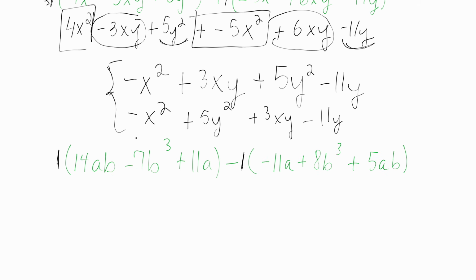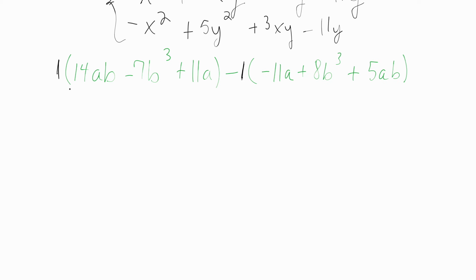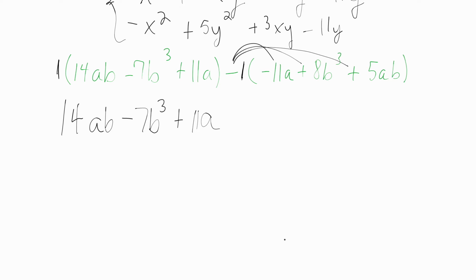All right, moving down to subtraction, we're going to engage in a similar practice for the first parentheses, just multiplying everybody by 1. So we're left with the same polynomial. But in the second parentheses, everybody's going to get multiplied by negative 1. So negative 1 is going to get multiplied by all 3 of those terms. That turns our negative 11a into positive 11a, our 8b cubed to negative 8b cubed, and our 5ab to minus 5ab. And then again, the hope is that you can start combining.